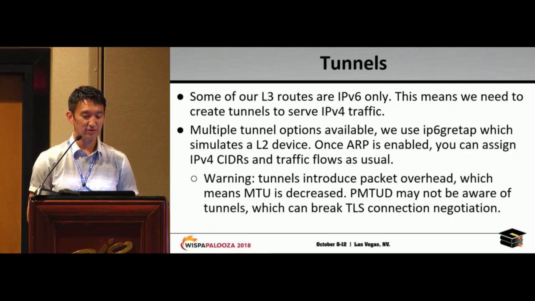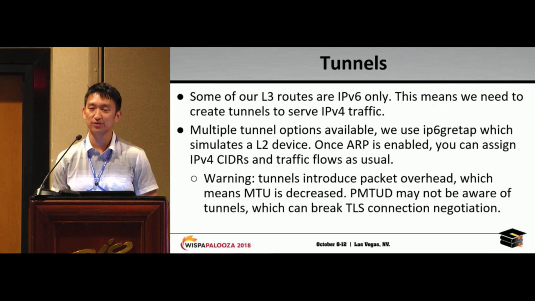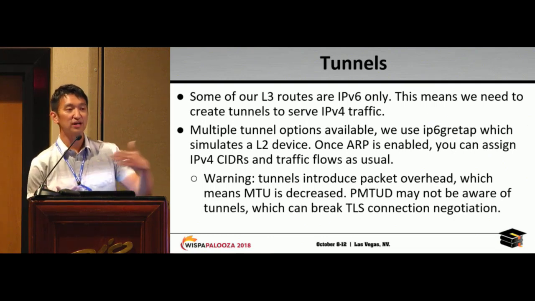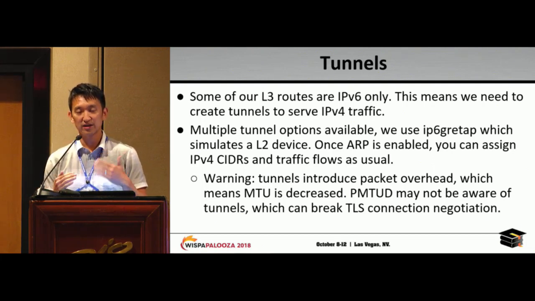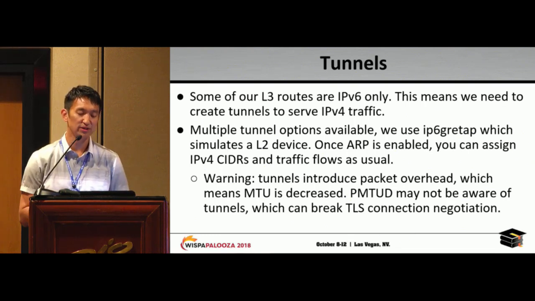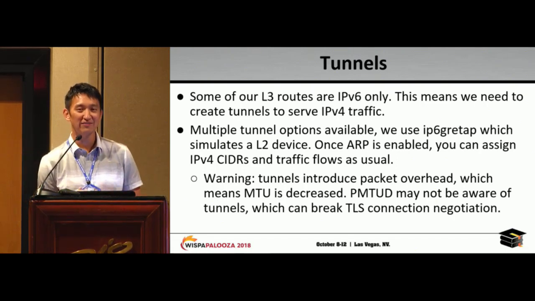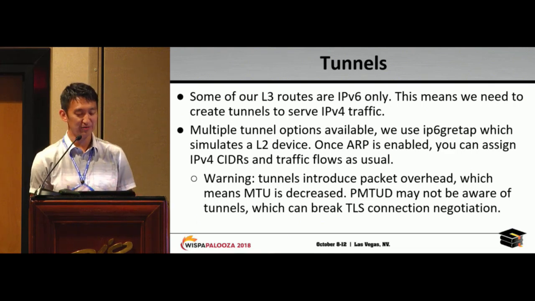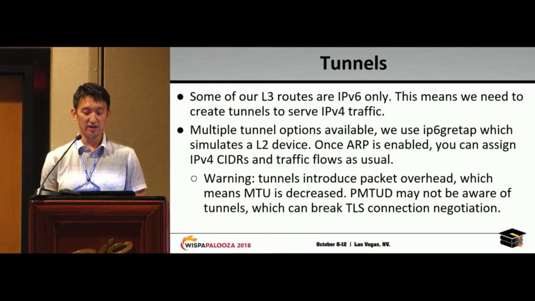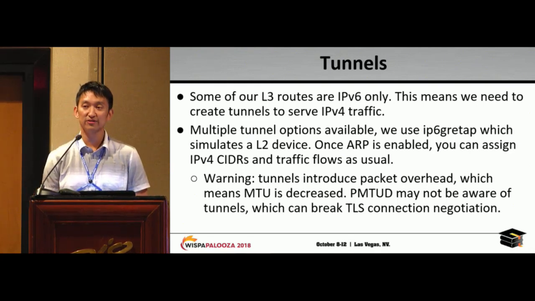Cool, next topic, tunnels. On our network, some of our layer 3 routes are actually V6 only, but we still need to support V4 traffic, so we engage some tunnels to get the V4 traffic flowing through a V6 transport. There are a lot of different tunnel options available, and you can choose what level of tunneling you want. For us, we use IP6GRETAP, which basically simulates a transparent layer 2 bridge. I say simulates and transparent mostly in quotes because there are quite a few caveats and gotchas in there. Once you configure all the flags properly, for example, enabling ARP, you can get an IP6GRETAP to look exactly as if you have two new network interfaces that just happen to be virtually tunneled over IPv6 only.